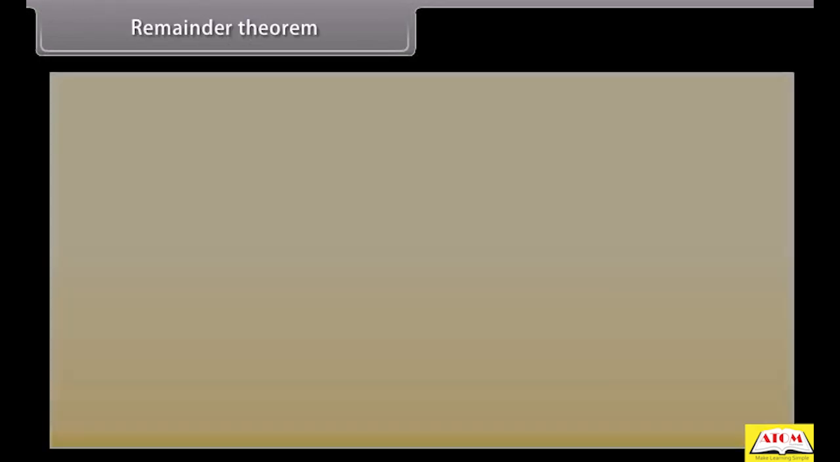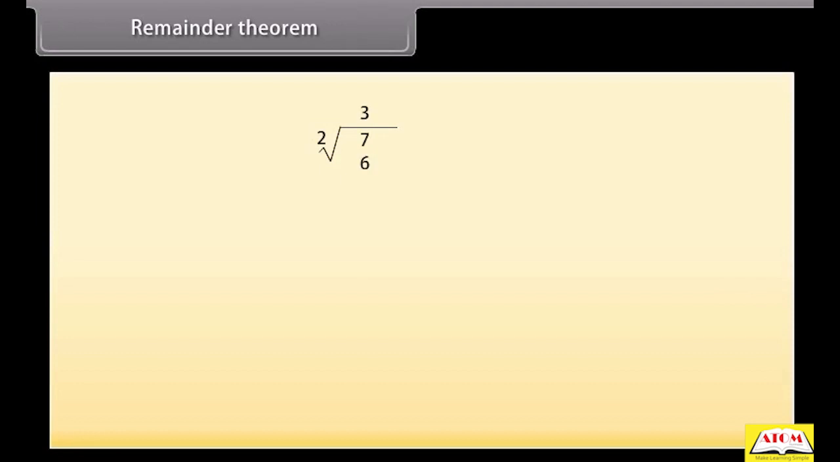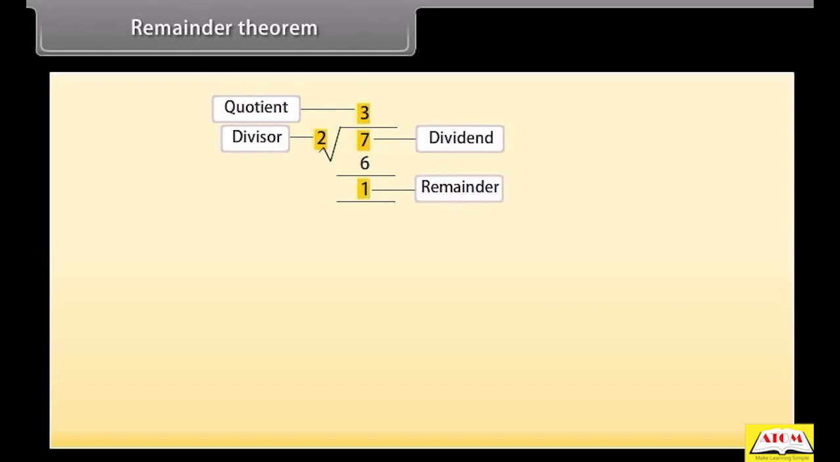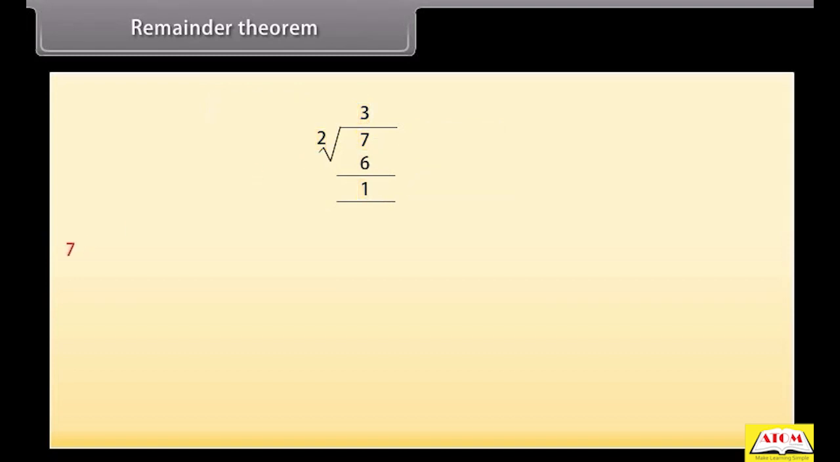Remainder theorem. We remember doing division in arithmetic. For example, 7 divided by 2 equals 3 with a remainder 1. Each part of the division has names: dividend, divisor, quotient, and remainder, which can be rewritten as a sum like this. Dividend is equal to divisor into quotient plus remainder.